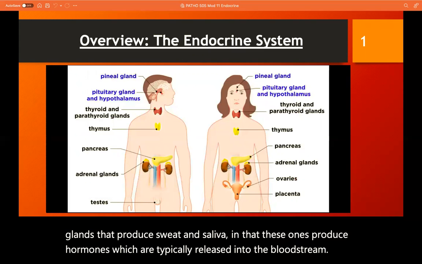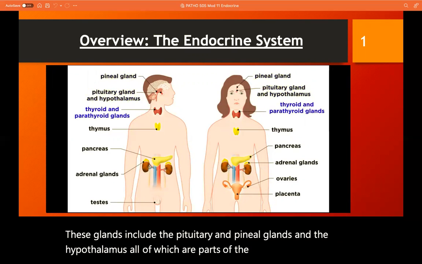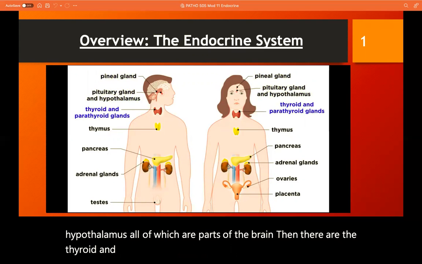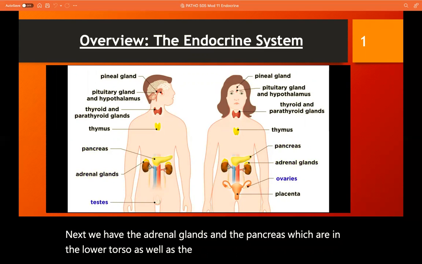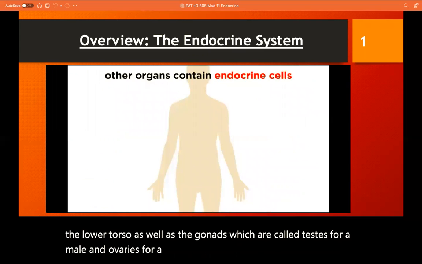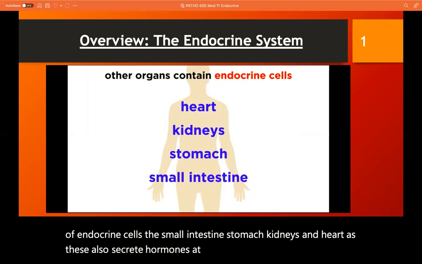These glands include the pituitary and pineal glands and the hypothalamus, all of which are parts of the brain. Then there are the thyroid and parathyroid glands found in the neck in front of the trachea. Next, we have the adrenal glands and the pancreas, which are in the lower torso, as well as the gonads, which are called testes for a male and ovaries for a female. Other organs also contain clusters of endocrine cells, like the small intestine, stomach, kidneys, and heart, as these also secrete hormones at certain times, though it is not their primary function.